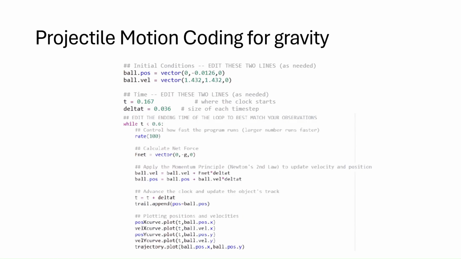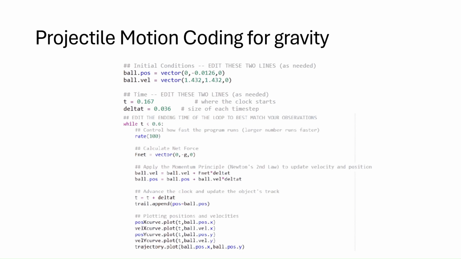All right, so here's the coding for the gravity portion of the computational model, and we can see that we start off with our initial position and our initial velocity. Our initial position is 0 for the x, about 0 for the y, and 0 for the z component. The x and y components are 1.432 meters per second for the initial velocity and 0 for z. We start off with a time of t equals 0.167 seconds, and we step with the time of 0.036 seconds, and we stop at 0.6 seconds.